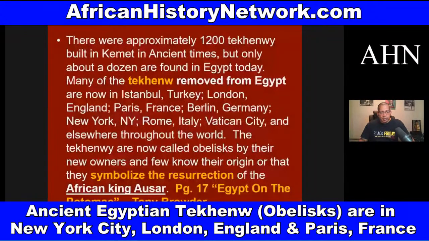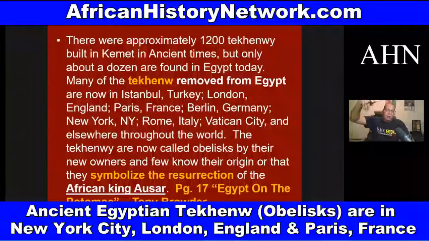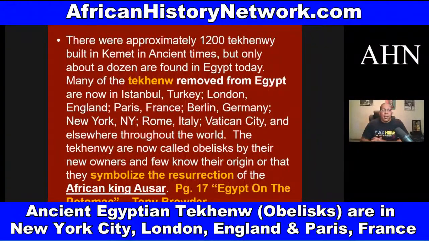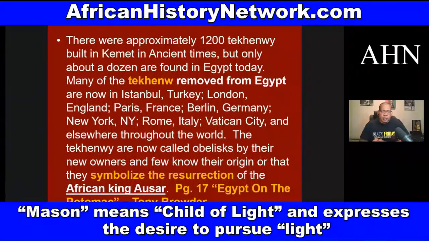The Tekken comes from the story of Asar being cut up into 14 pieces by his brother Set, and Aset, his wife, recovers 13 of the pieces. The 14th piece is missing, the phallus. So she erects the Tekken, a symbol of the missing phallus, but it's a symbol of resurrection. There were approximately 1,200 Tekkenu built in ancient Kemet, but only about a dozen are found in Egypt today.